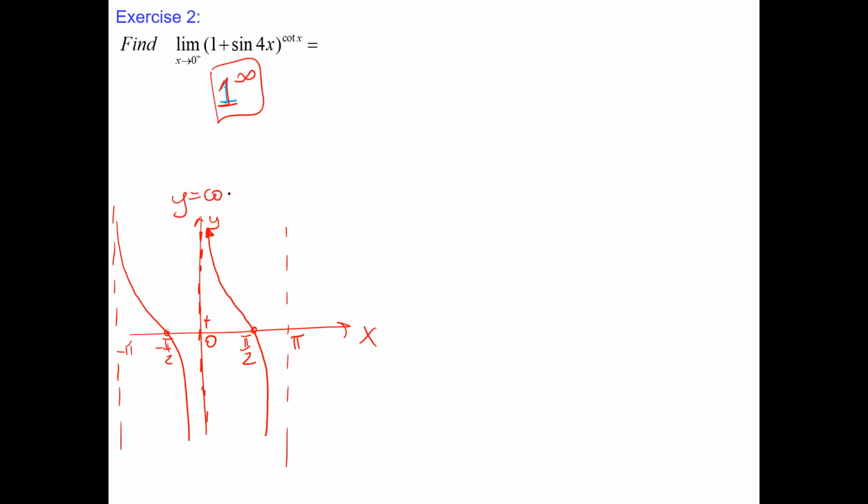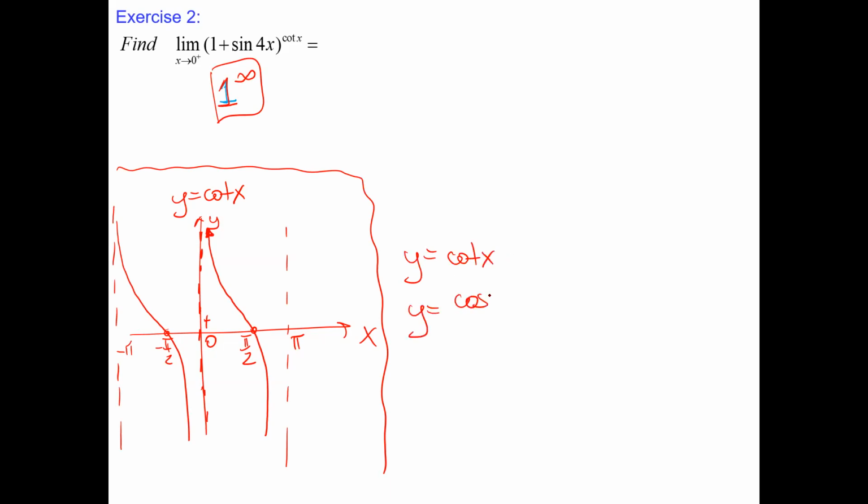But if we don't remember cotangent, if we don't remember the graph, we may also try to investigate cotangent of x. We can rewrite it as cosine over sine. And now, as x goes to 0 from the right-hand side, we will have cosine at 0 and sine at 0. We're trying to investigate that limit. Cosine at 0 is 1. No problem.